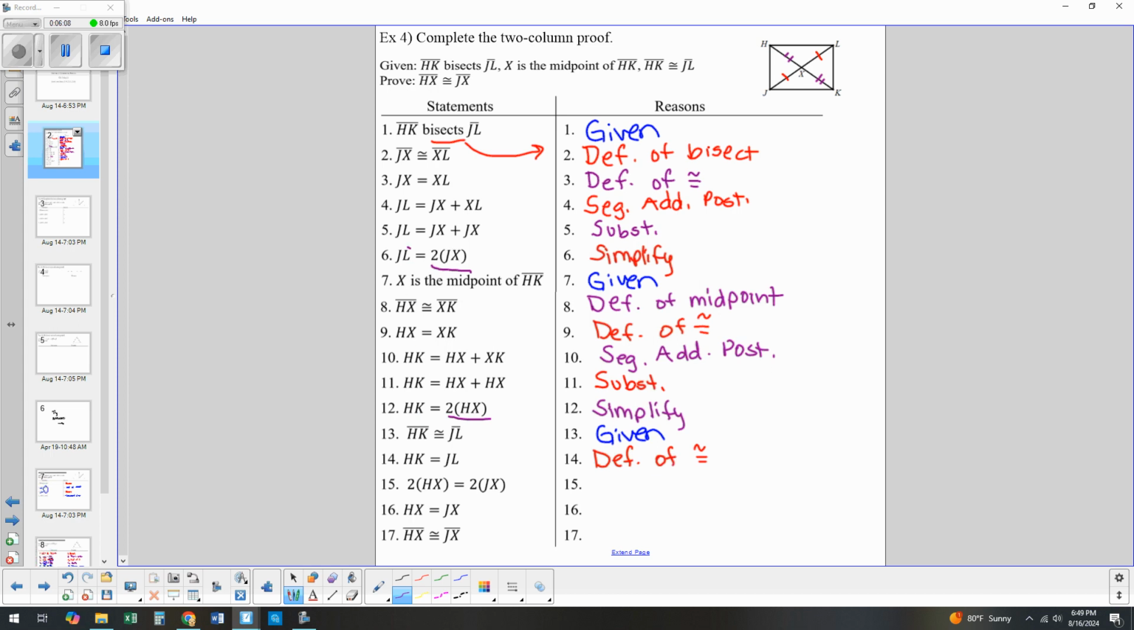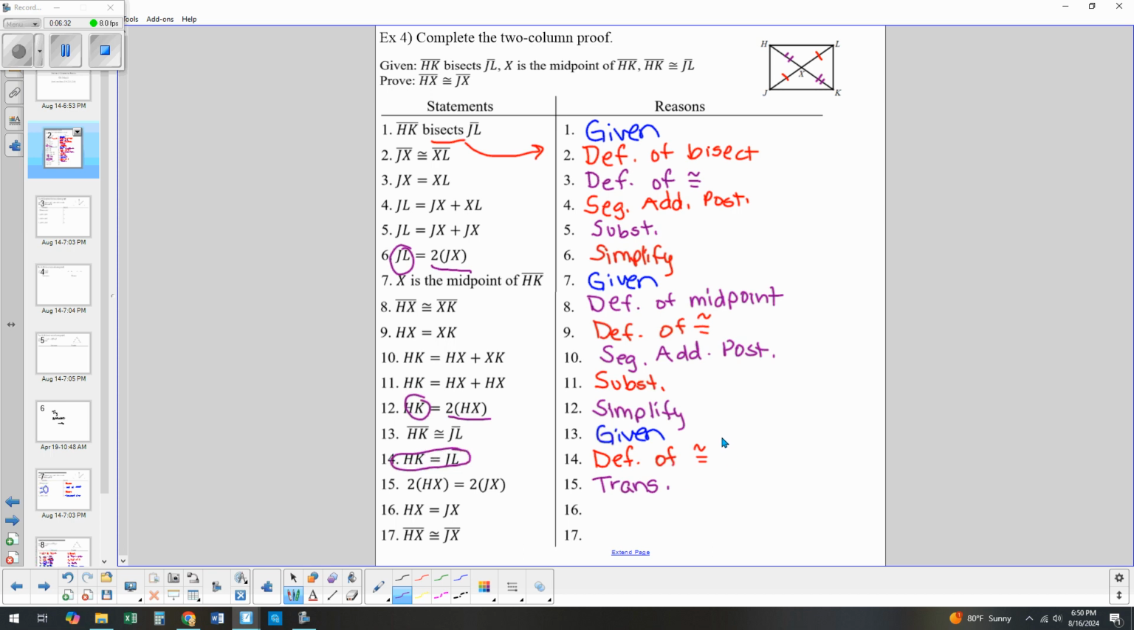hk and jl are equal in this step. So we are still linking together the 2 times hx to hk, hk to jl, and then jl to 2 times jx. So one big transitive property.